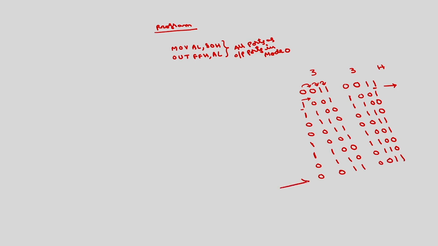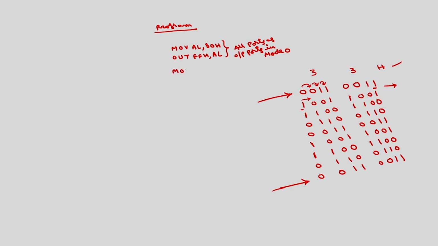This is the same as the initial sequence. These two are the same. Means after the 8th rotation, you will get 33H again. You take 33H in the AL register, it goes on rotating, and after the 8th rotation, again you will get the same 33H. That is why I am going to take this 33H.